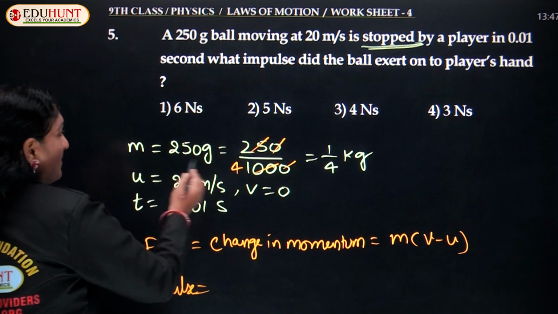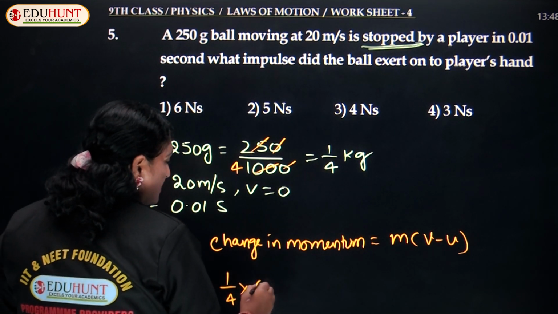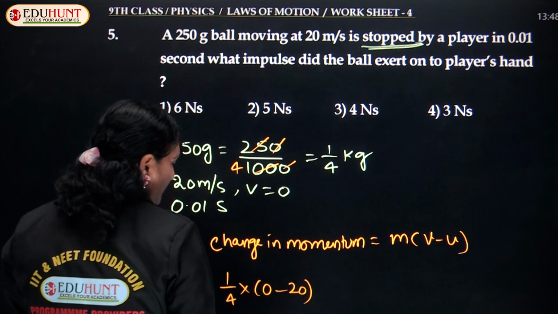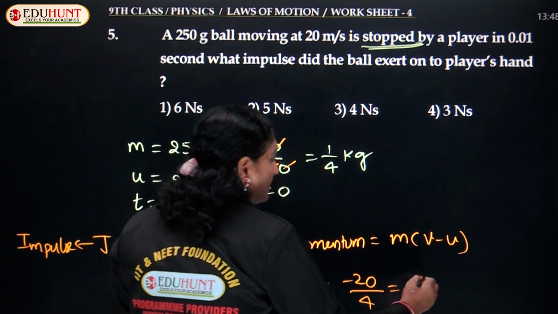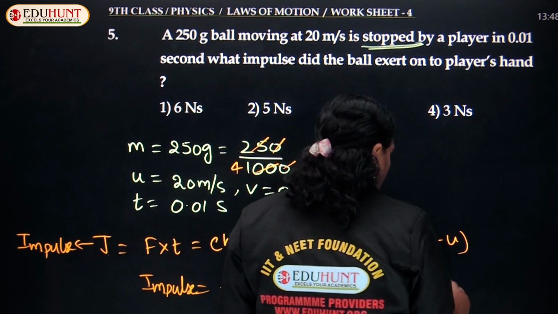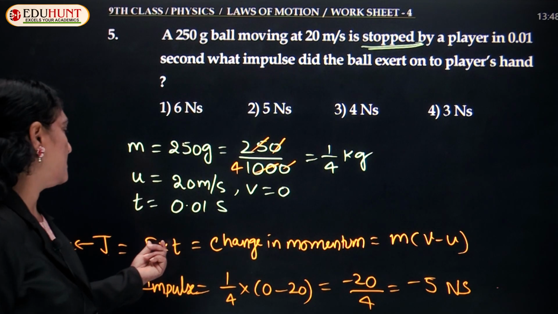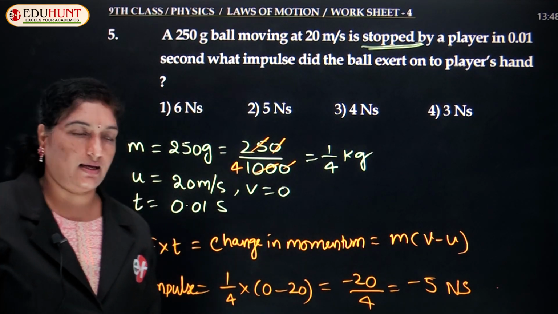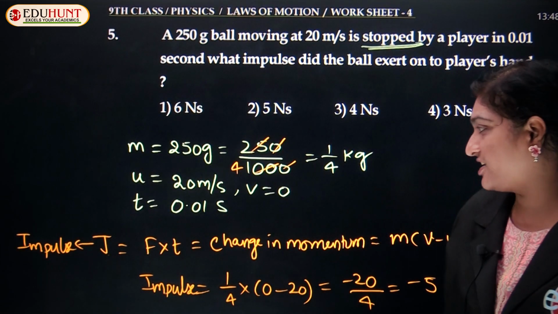mass. What is the value of mass given? 1/4 kg. Final velocity 0 minus initial velocity is 20. So this is equal to minus 20 upon 4 and this is equal to minus 5 Newton second. So from this I have considered the unit. Force is measured in Newton and time is measured in second, Newton second. Okay, plus and minus only indicates the direction.